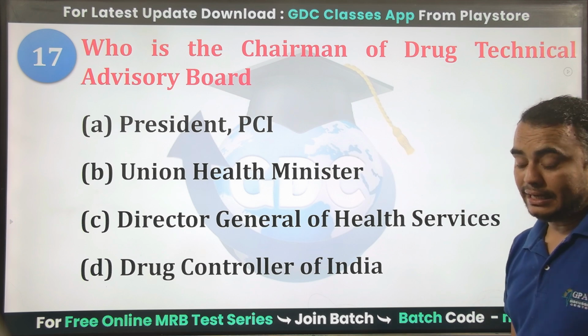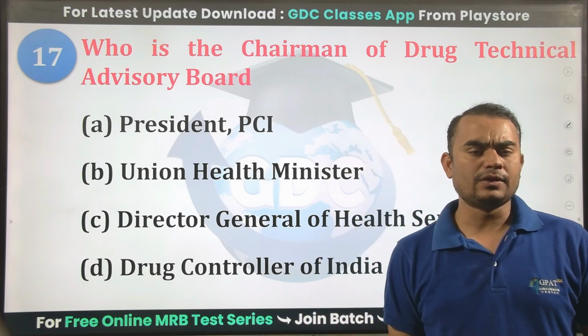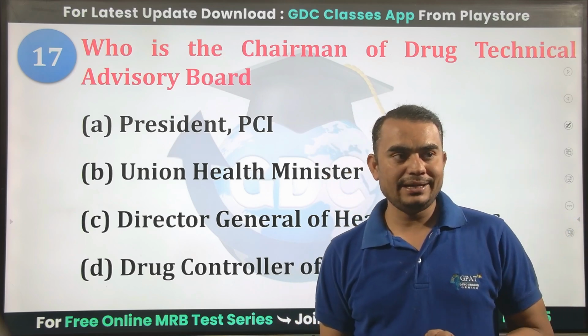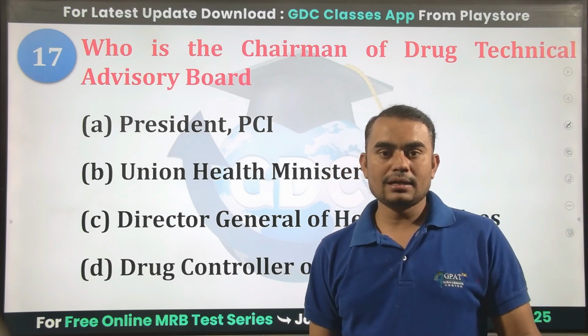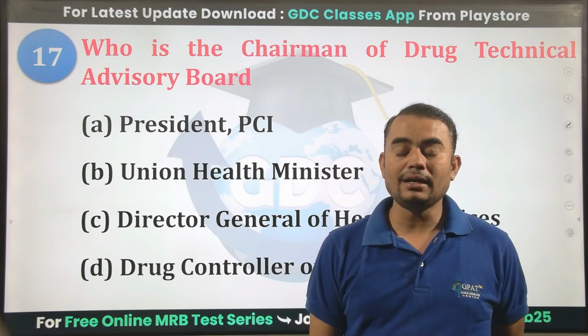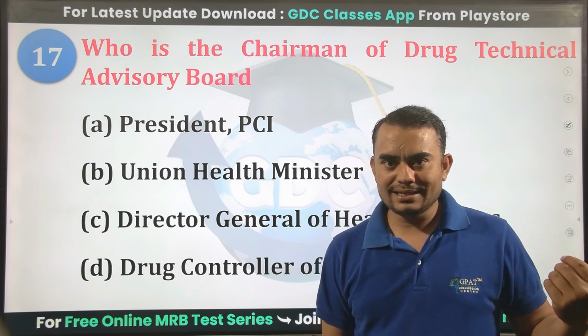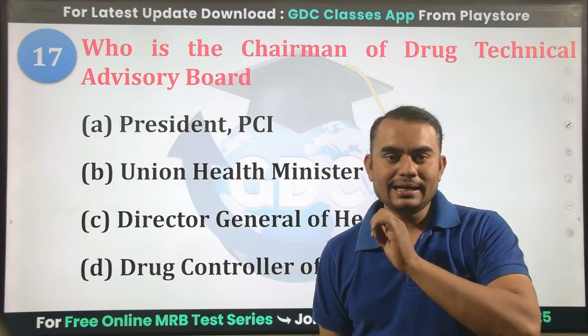Who is the chairman of DTAB? DTAB, Drug Technical Advisory Board. Under the D&C Act, we have different types of committees. It may be an advisory committee, it may be a licensing committee, or we can say the controlling authorities. We have advisory, regulatory and executive.